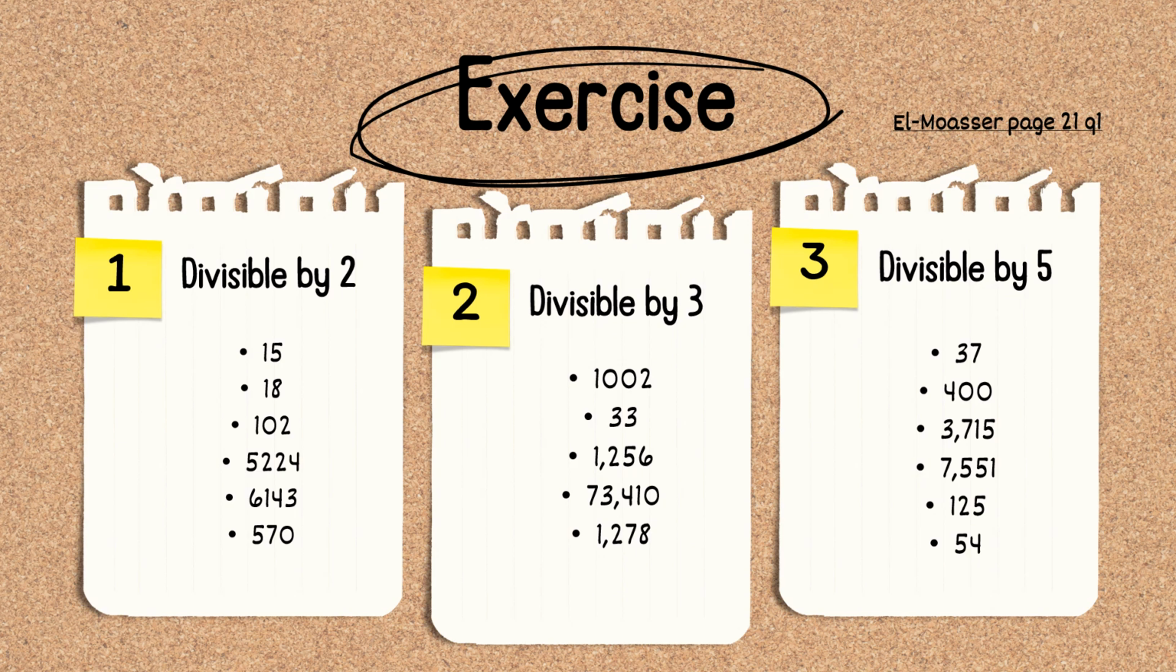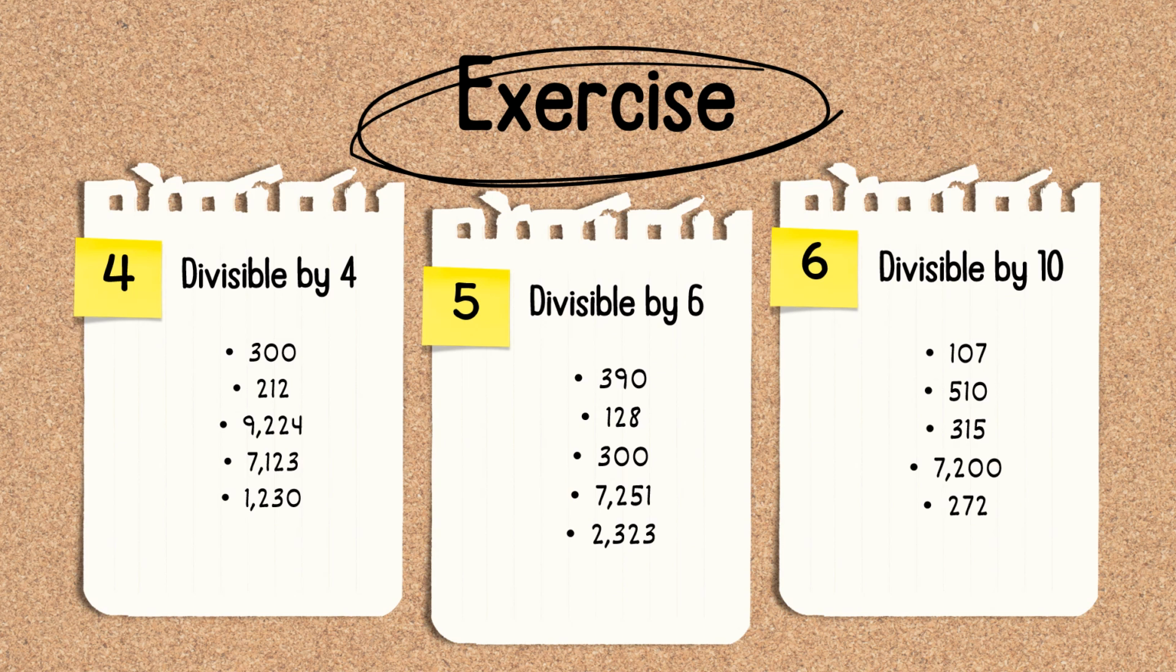7,551. This one does not end with 5, does not end with 0, so it is not divisible by 5. Excellent, excellent math champions. 125. 125 ends with 5, so yes, it is divisible by 5. 54. Oh no, I can see it is not. It doesn't end with 5. It doesn't end with 0. So yes, it is not divisible by 5. Excellent, excellent math champions. And move next.